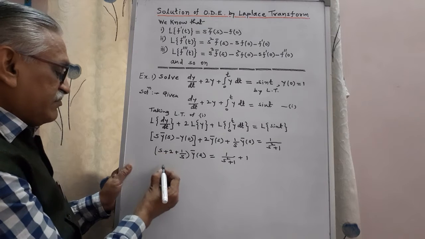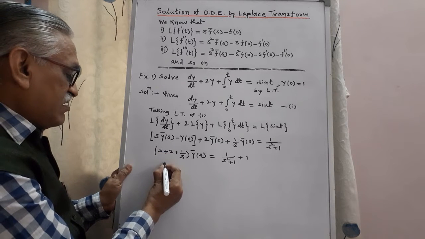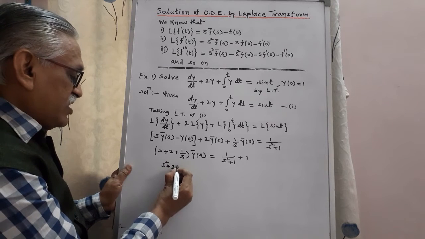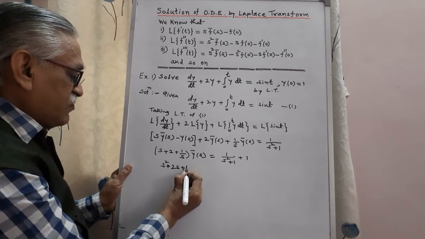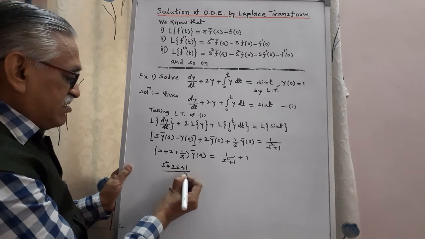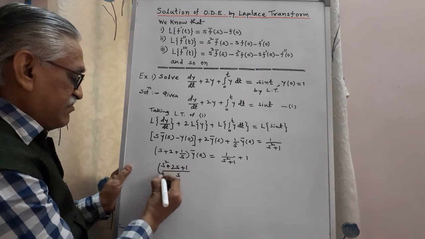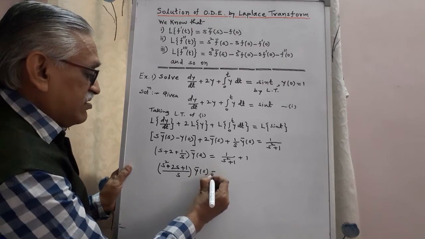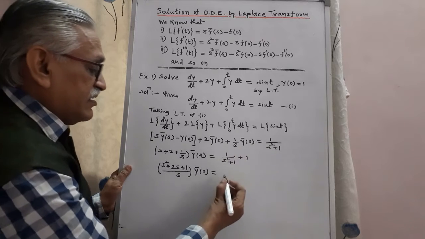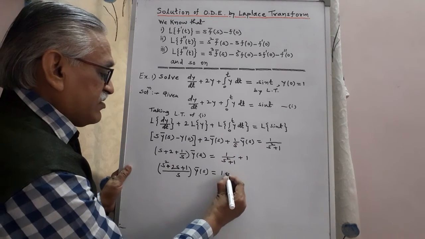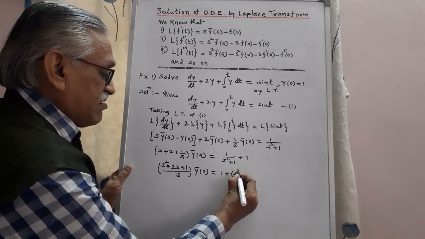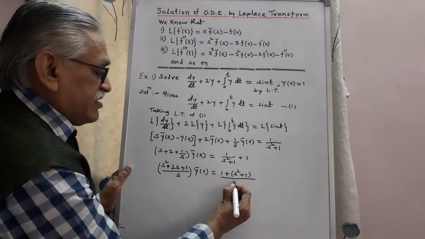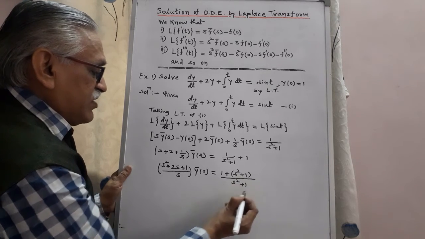Cross multiply this, we get s square plus 2s plus 1 divided by s into y bar of s. Cross multiply, find LCM. It is 1 plus s square plus 1, whole divided by s square plus 1.